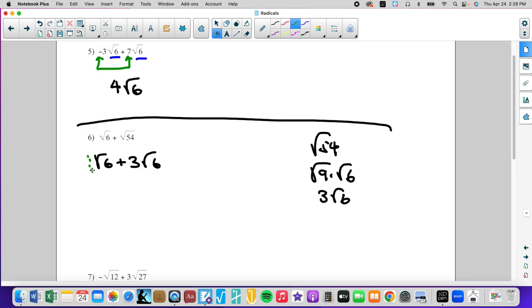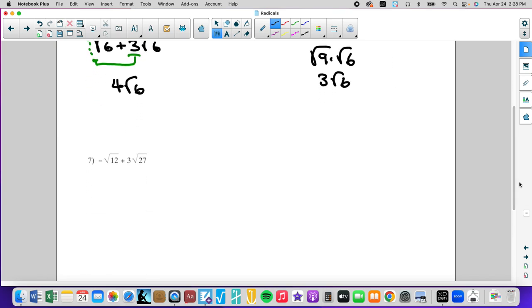And remember, there's an invisible 1 here, so these are like terms because we are adding and subtracting. We are not multiplying. So 1 plus 3 makes 4, and that makes 4 rad 6. Way too many students cancel these rad 6s. We are not multiplying these, we are adding them, so we only combine their coefficients.